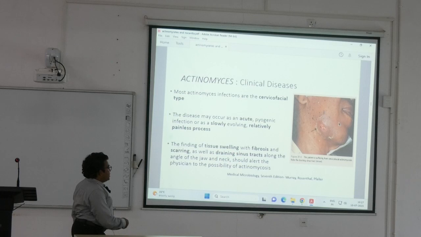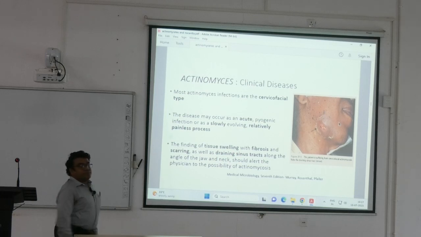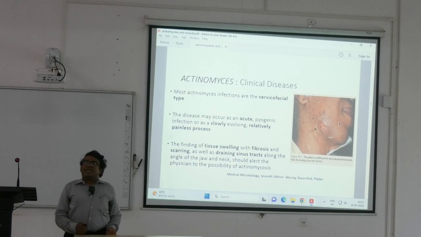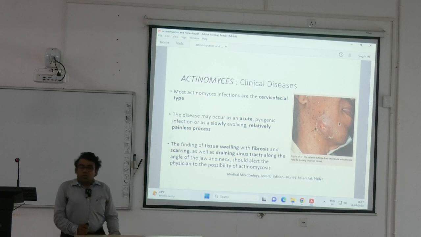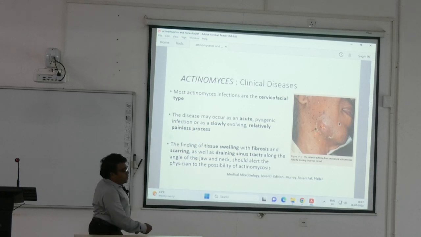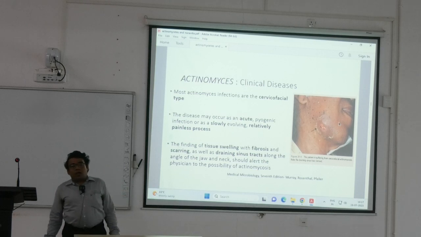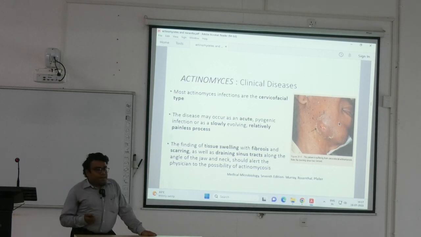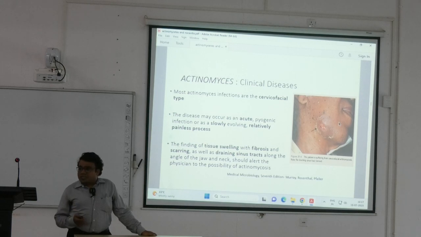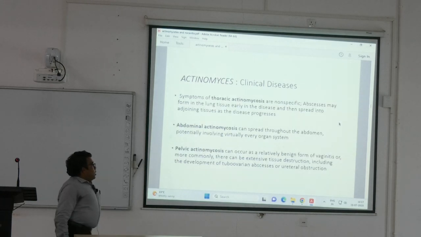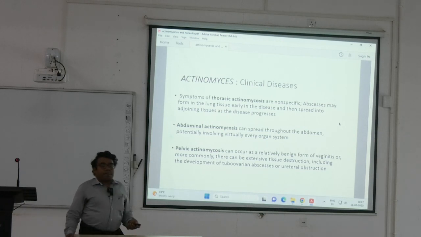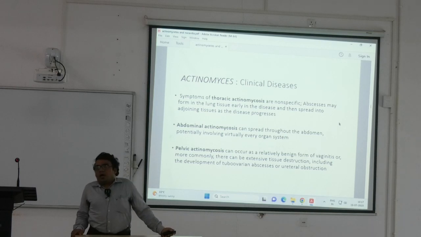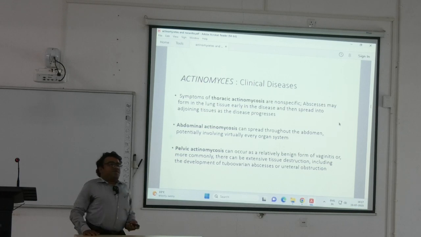Fibrosis along with draining sinuses along the angle of the jaw and neck would give you a probable indication of cervicofacial actinomyces. Understood? So, a hard woody swelling at the angle of the jaw, which may or may not open, and if it opens, will have a sinus tract. Other forms, I have already said, could be thoracic, abdominal, and pelvic. Pelvic actinomyces is one of the very important causes of PID, which leads to infertility and infections in females.